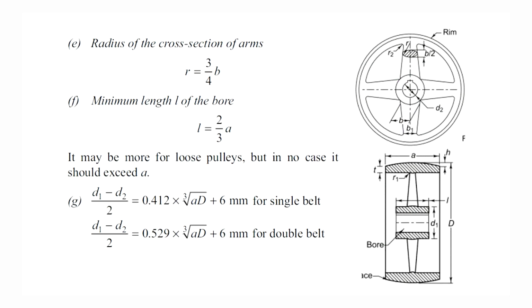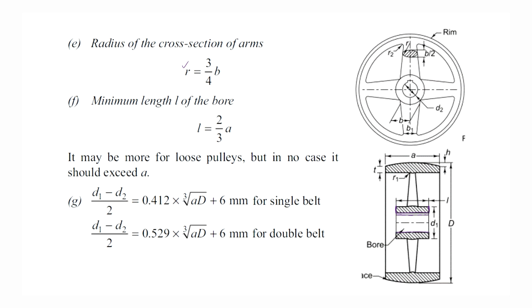Then the radius of the cross section of arms. That means, what you see in this figure where this small r is at this location. Okay. So, the radius of the cross section of arms r is equal to 3 by 4 B, and the minimum length of the bore L. That means this is the bore, or hub, you may say, not bore. Near the bore, this is actually the bore, and this is showing the keyway.